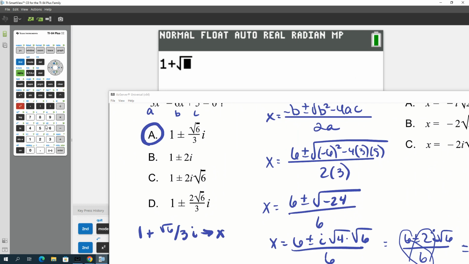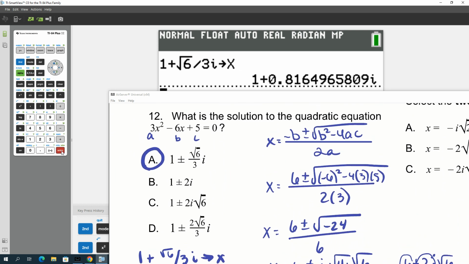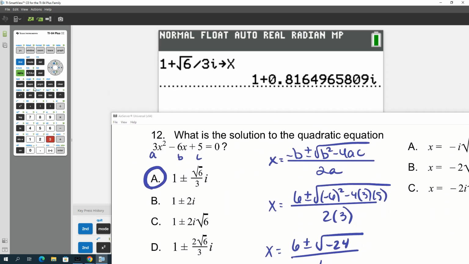Now you have to be careful on the square root of 6. So come out of the square root and then do divided by 3. And then I is second decimal point. And then store x. Now you get something crazy looking. That's okay. And then I'm just going to type in the original problem.